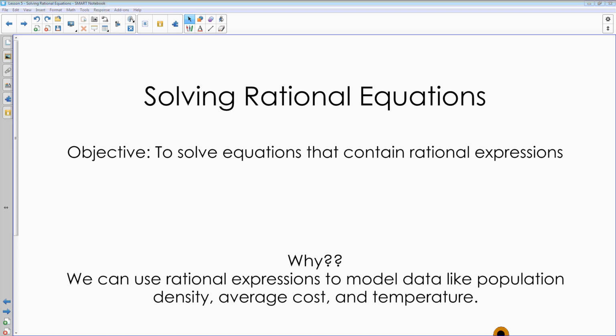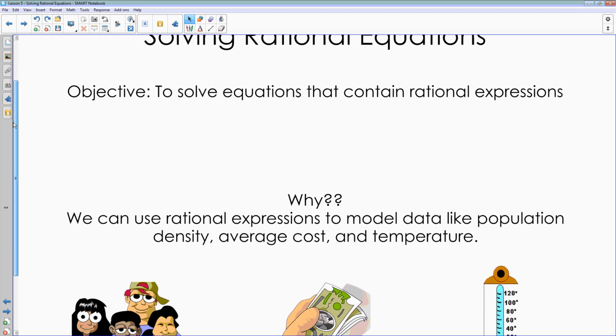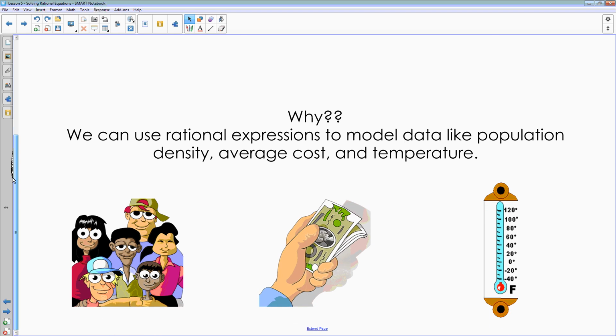Hey everyone, today we are going to be talking about solving rational equations. There are some reasons behind that. You're more than welcome to read some real world examples down below.